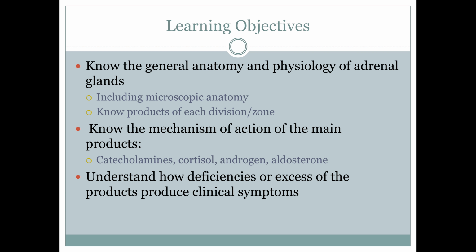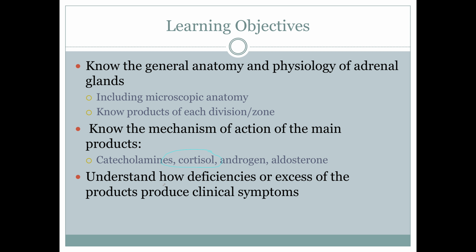We'll talk about the general anatomy and physiology, go over the microscopic anatomy because it's important for you to understand the cell types in each division or zone. And we'll talk about the main products of each of those layers or zones. Either they're catecholamines, cortisol, androgen, or aldosterone. Each of them is going to have a very interesting input pathway. They're all different. So when we learn the HPA axis, that will mainly have the control of cortisol. So we're going to go through things like that. So cortisol is related to the HPA axis.